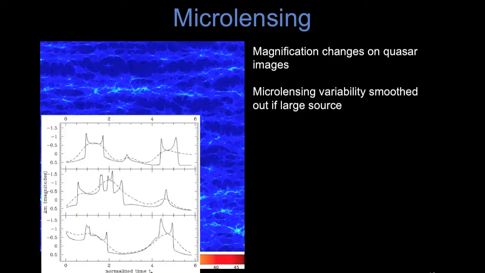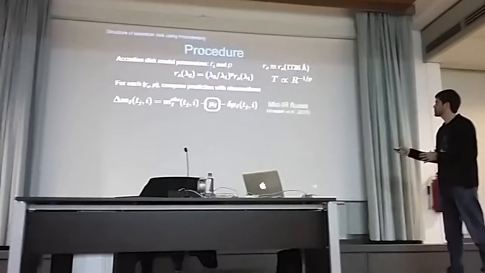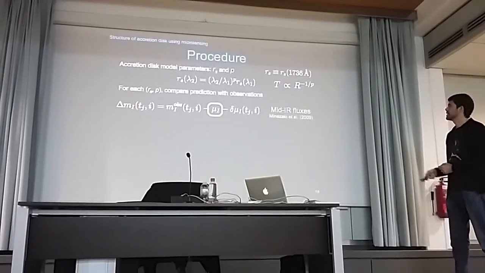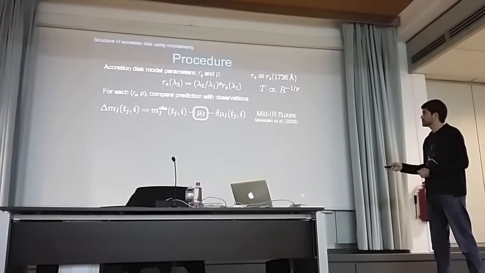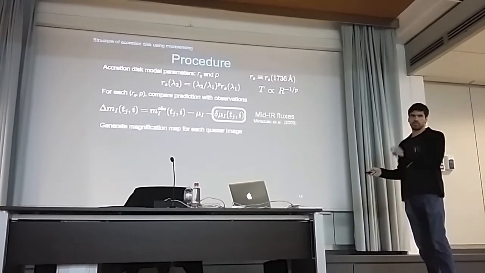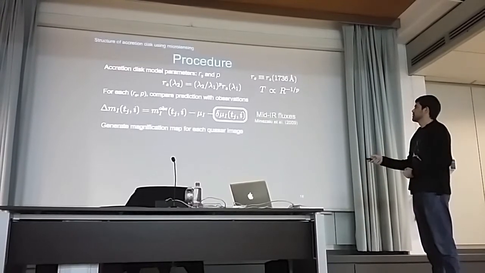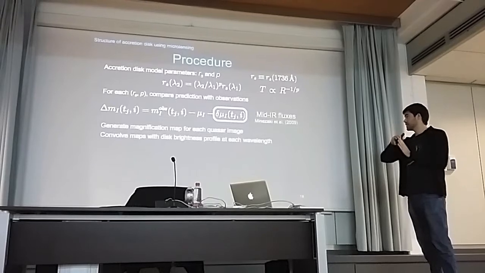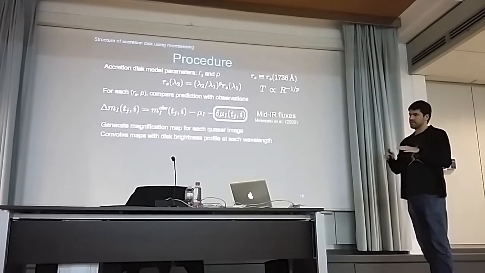So we call this effect microlensing. Using mid-infrared fluxes from the source, and the microlensing, which is calculated with magnification maps, which is what we saw before with the caustics, one for each quasar image. We convolve these maps with a disk brightness profile at each wavelength to see the microlensing effect smoothed out.